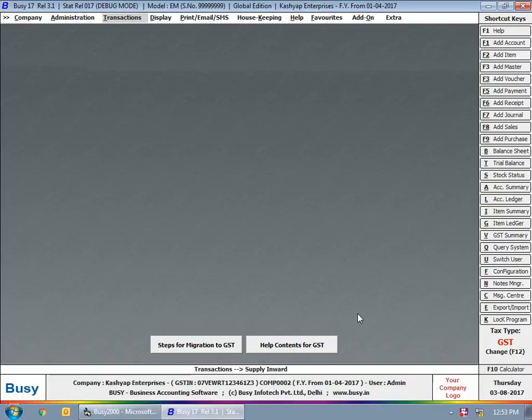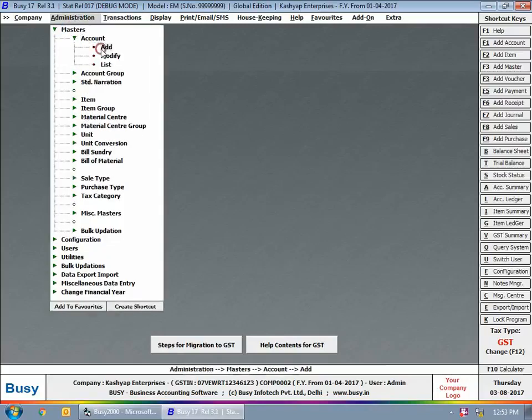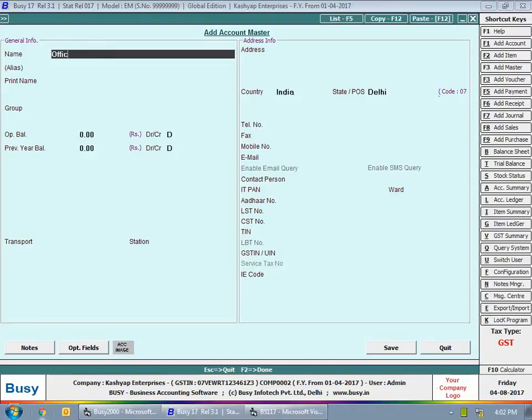Now to implement RCM in Busy, first of all we'll start with the account creation and specify the ITC eligibility, reverse charge, tax category and other related things. First of all we'll go to Administration, Master, Account, Add option. Here we'll create our expense account. First of all we'll create an account for office stationery.